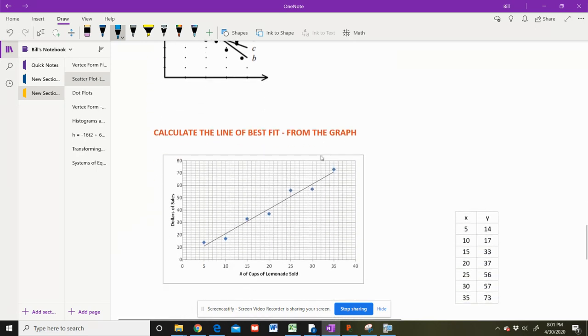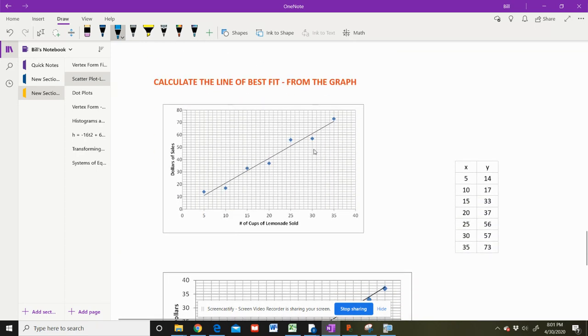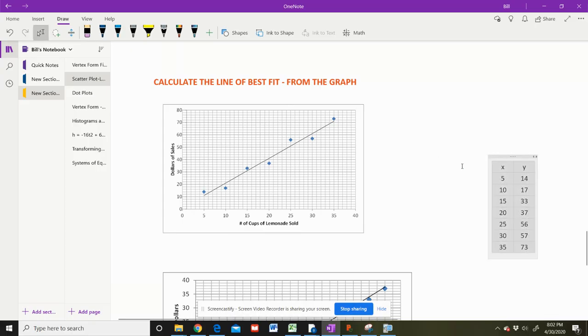And then finally, we're going to calculate the line of best fit from the graph. So there's a couple different ways that we can do this. If we're just given the graph, we would have to do that by grabbing a couple points off. So let's just say, I put the data over here as well, but if I didn't have that data here, what I could do is first I'm going to pick a couple points.